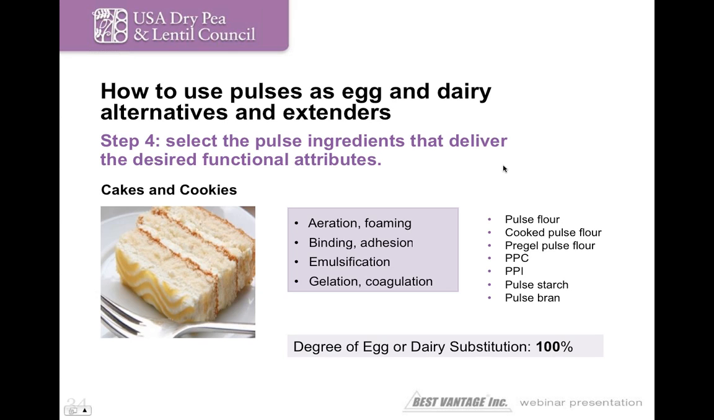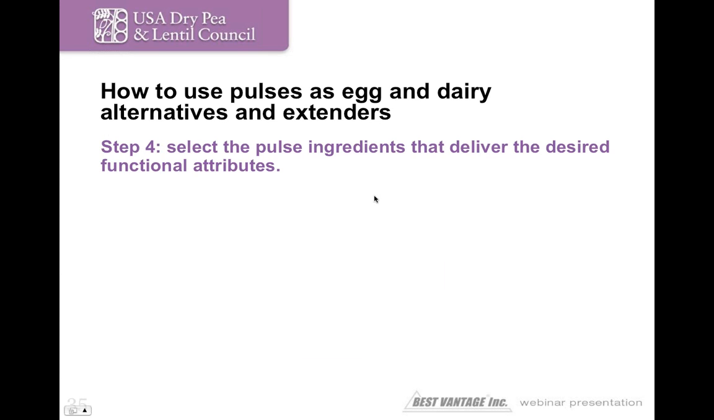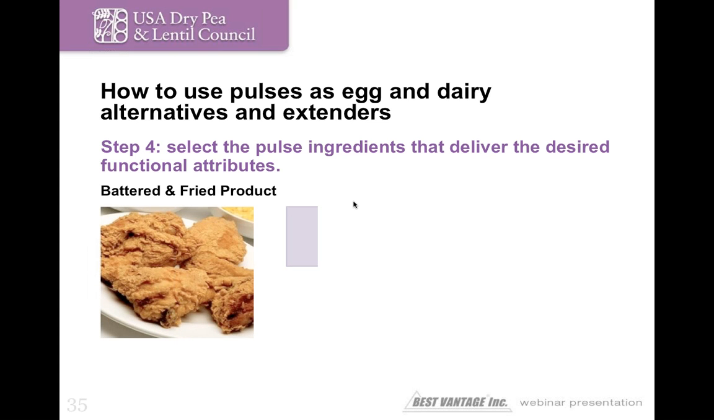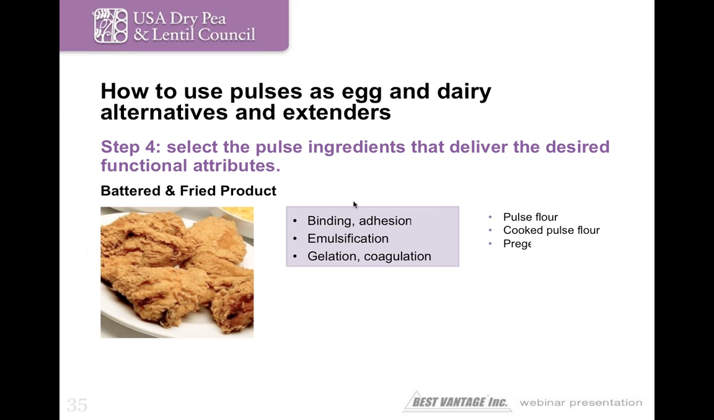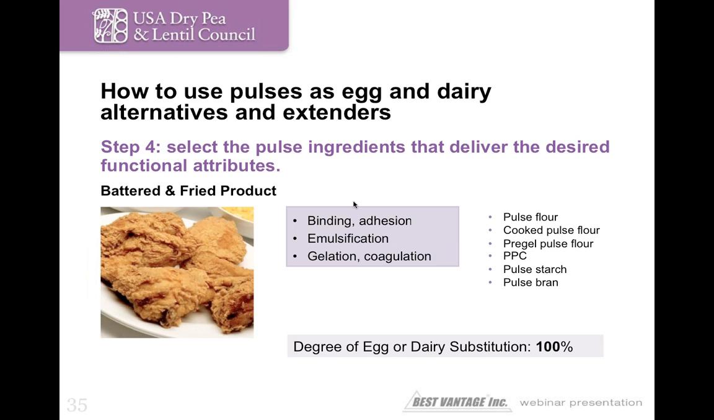However, in formulations, I can assure you that the degree of egg or dairy substitution that has been achieved using pulse based ingredients is 100%. And we'll show you a specific example of that later on. So, looking at the pulse ingredients that develop the desired functional attributes, if we're looking at battered and fried products, we're talking about egg washes that provide binding and adhesion, emulsification, gelation, and coagulation. You will find these properties present in pulse flour, cooked pulse flour, pre-gelled pulse flour, pea protein concentrate, pulse starch, and pulse bran. Again, in this application, you can substitute up to 100% of the egg or dairy ingredients with pulse-based ingredients.